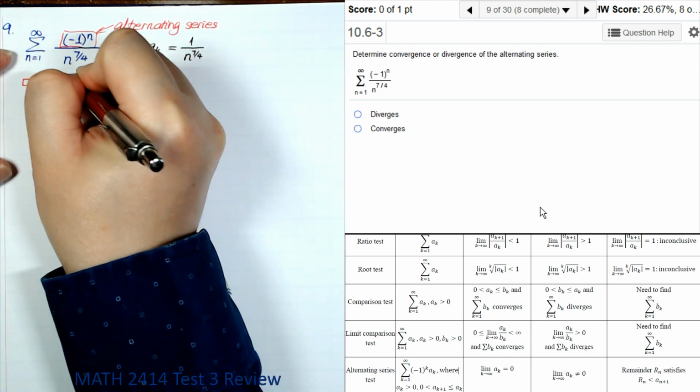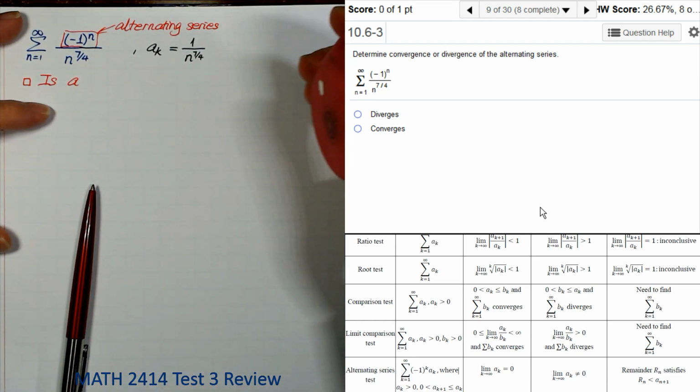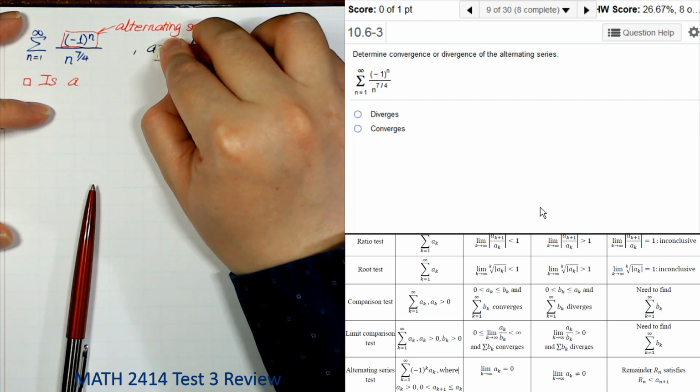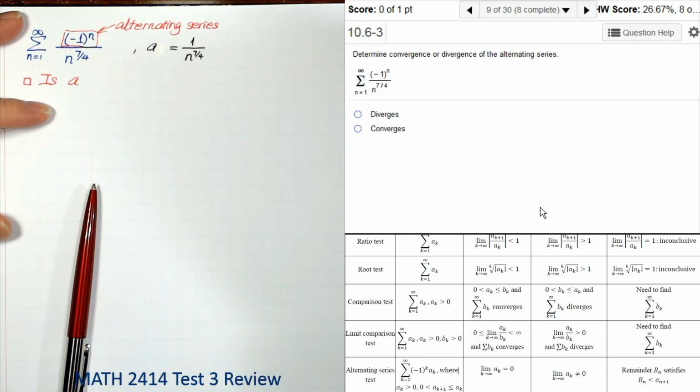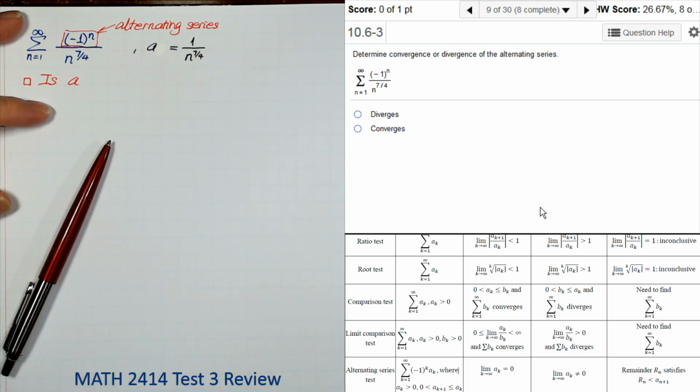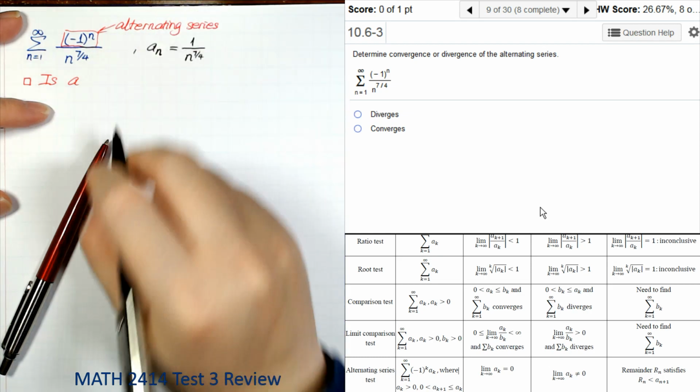Is h of k... you know why some problems have k and some problems have n? Because I get the problems from 2 different books. Some books use n and some books use k. It doesn't really matter.